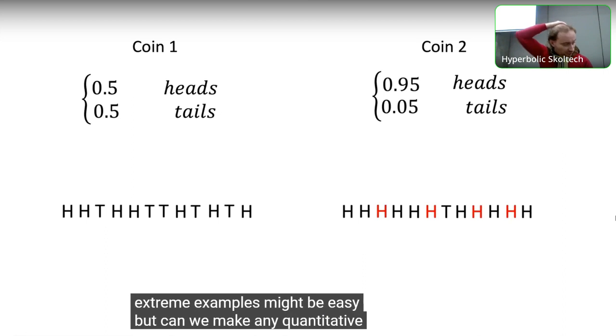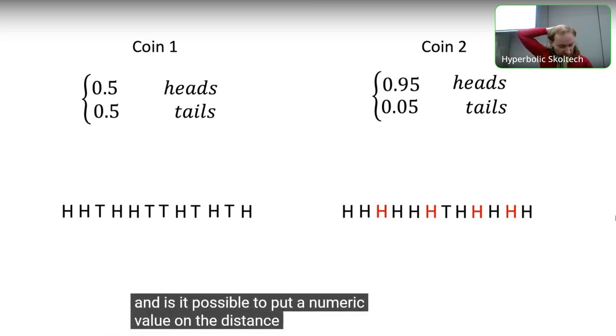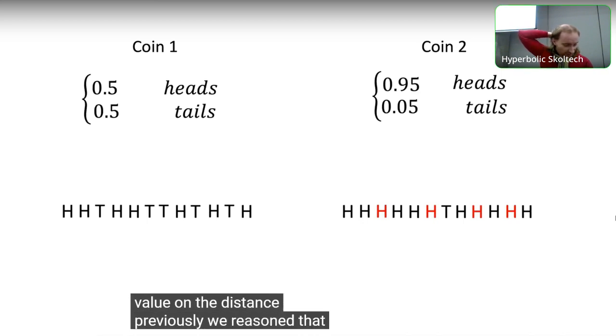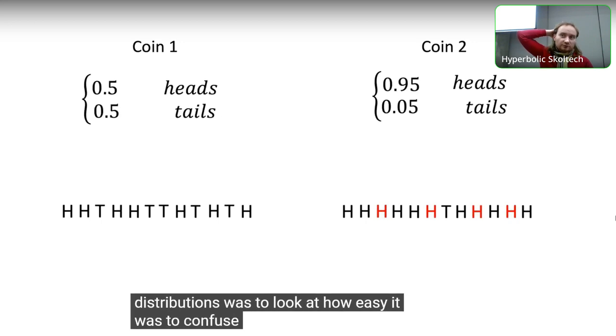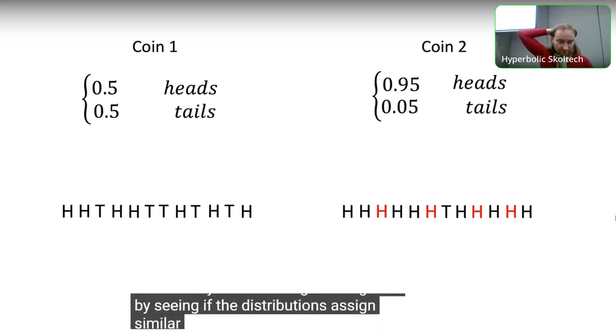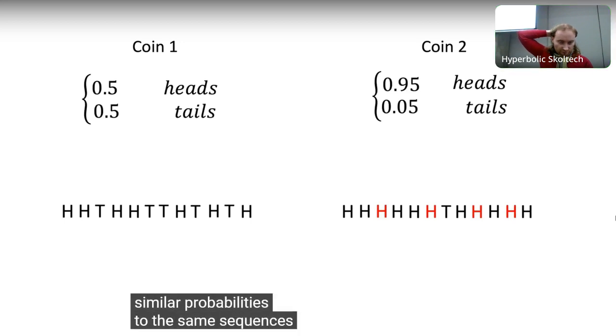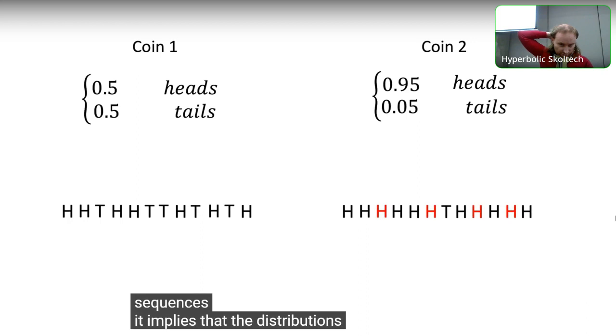Determining the difference between two extreme examples is easy, but can we make quantitative statements about how different they are? Is it possible to define a measure of distance? Previously, we reasoned that a natural way to think about distance between distributions was how easy it was to tell them apart. The basic way to measure this might be by seeing if distributions assign similar probabilities to the same sequences. If they assign similar probabilities to the sequences, it implies that the distributions are similar.